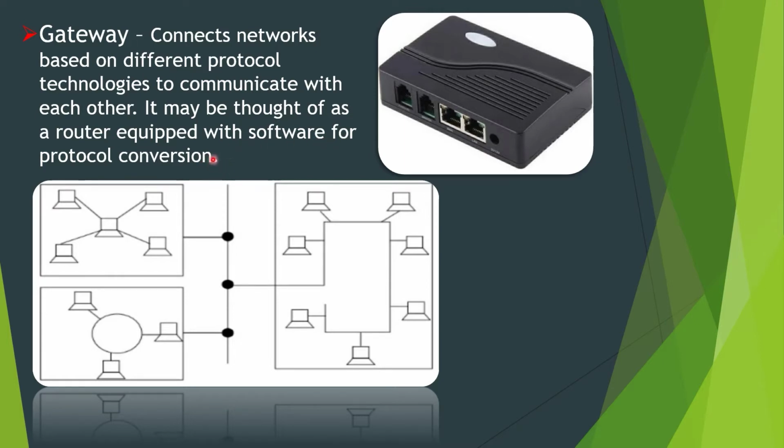Why is it so? We studied that a router is a multi-port device which routes data packets based on their IP addresses. A gateway is just like a router with an advanced technology, that it has software for protocol conversion. That is, if this network is working on some protocol and this network is working on some other protocol, then the gateway will interpret the message of this network and transmit it to the other network so that it can understand that message.